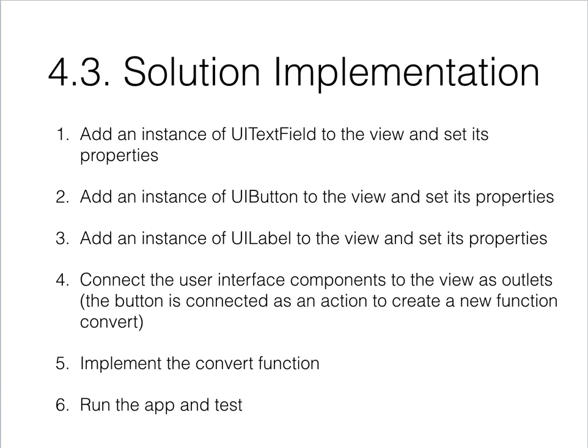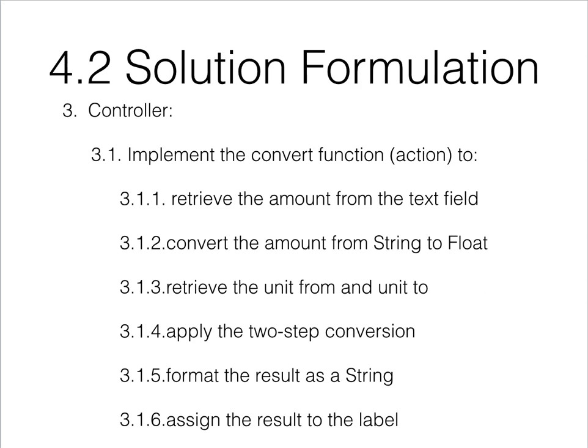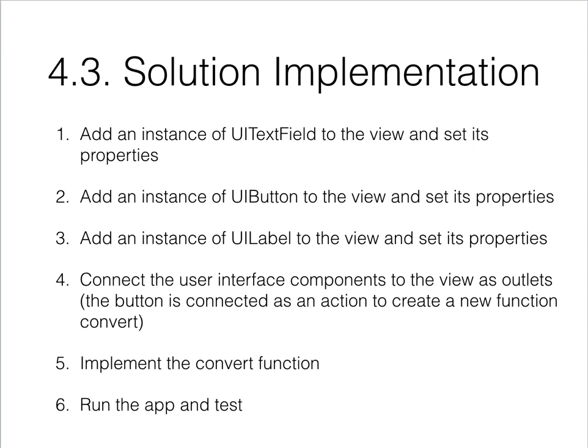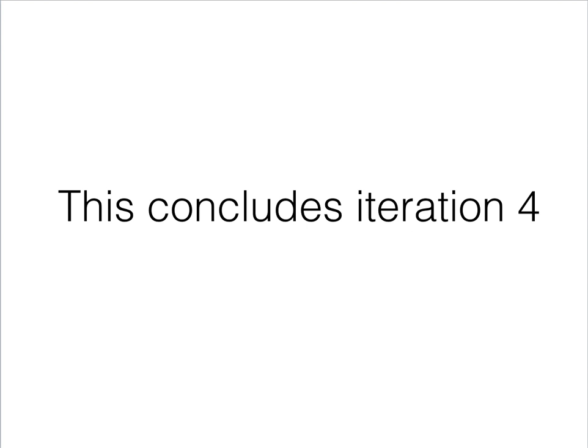Solution implementation, we will follow these steps. Add the instances of the different components and set the different properties associated with them, then connect the text field instance, the label instance, and the two picker view instances to the controller as outlets, and connect the button instance to the controller to create a new action function called convert. Then implement the steps that we defined here in the conversion function, and then run the app and test the result, and that will conclude iteration number 4.